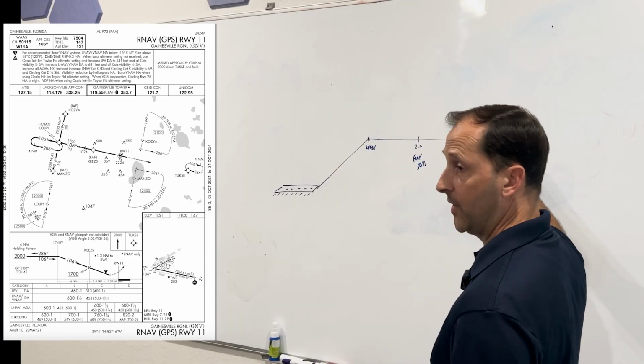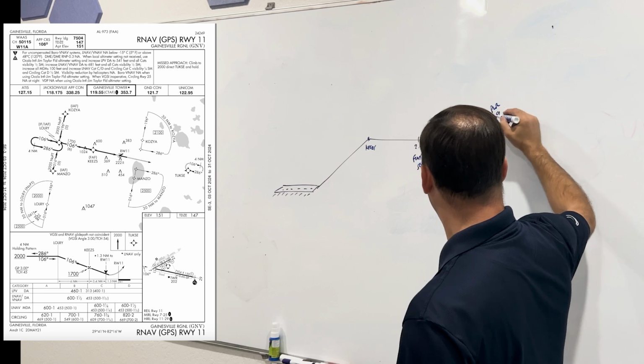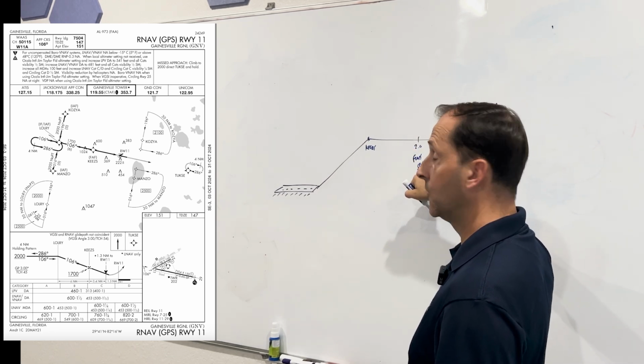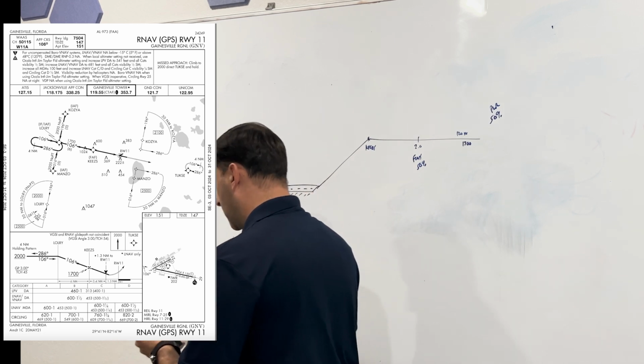I kept my power at 50%. This is power. And my power stays at 50% even when I put flaps out. Two miles from the field? 2.0 from the final approach fix.